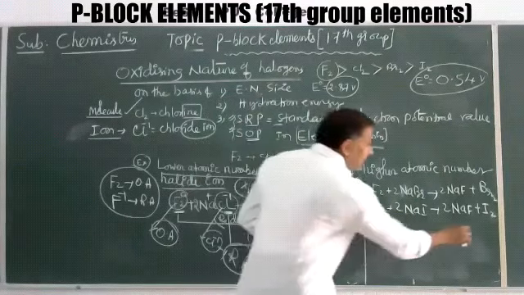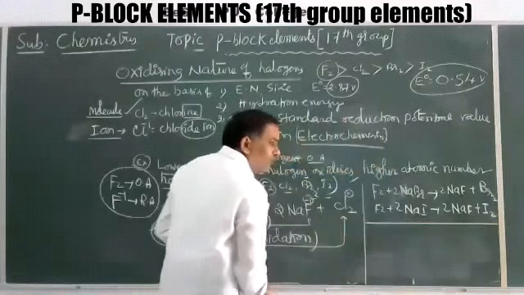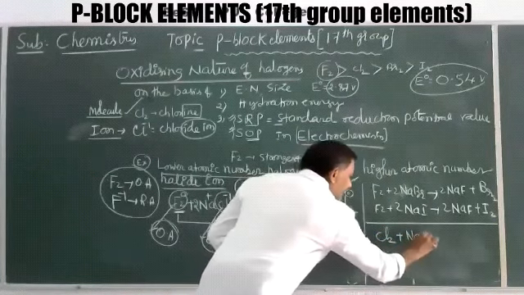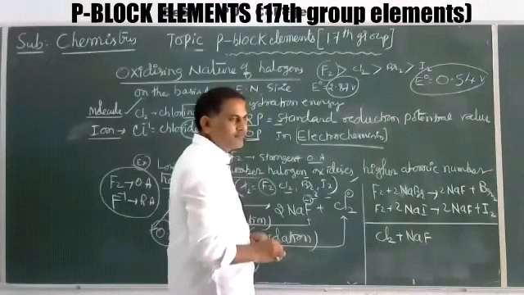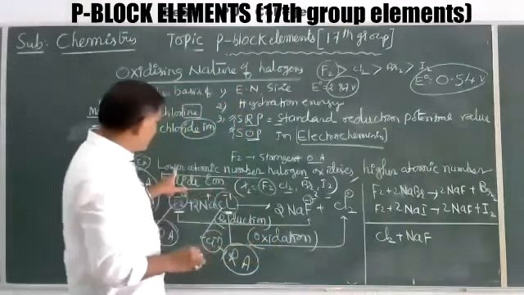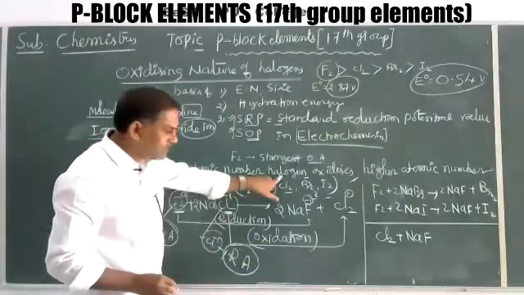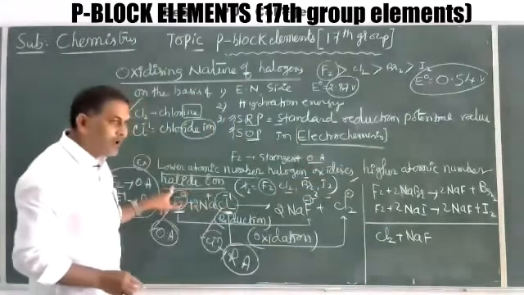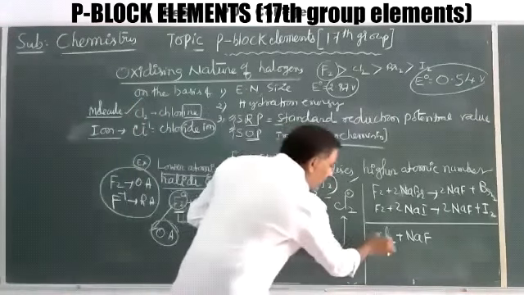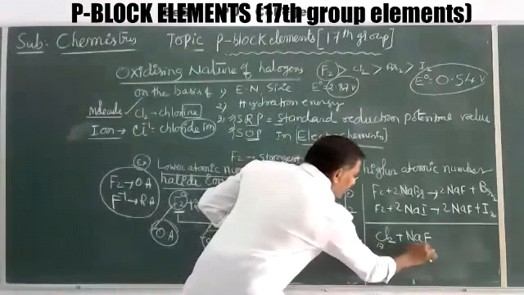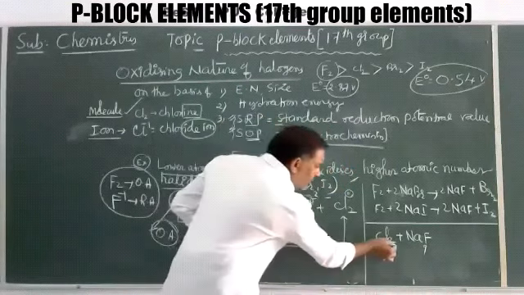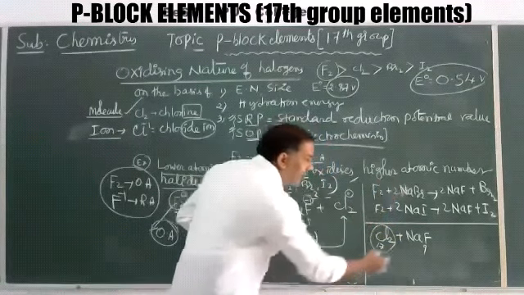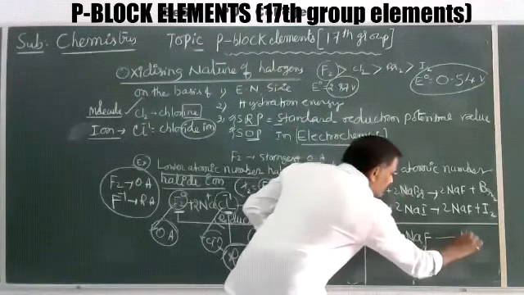For this connectivity link, I'll take one more. Here Cl2 plus NaF. Is it a possible reaction? The statement here: a lower atomic number halogen oxidizes a higher atomic number halide ion. Chlorine's atomic number is 17. Fluorine's atomic number is 9. Here the lower atomic number would have to oxidize a higher atomic number halide ion, but that is not the case. That's why this is not possible.